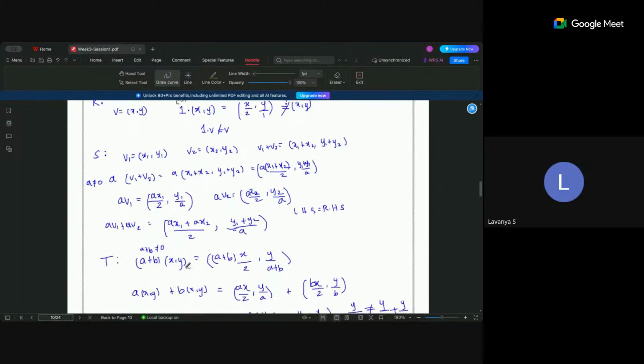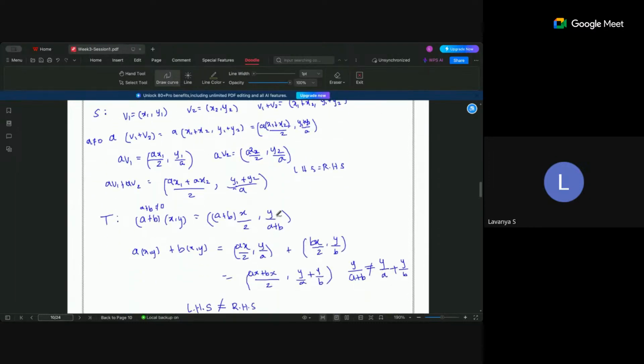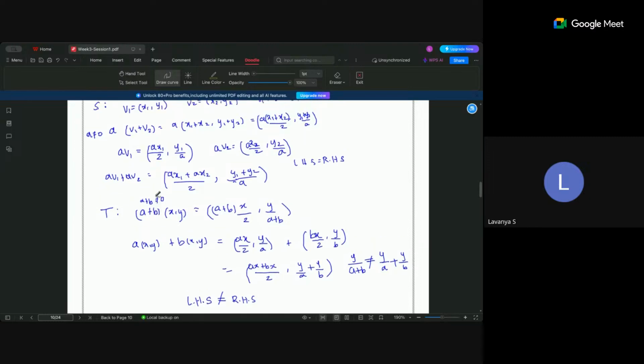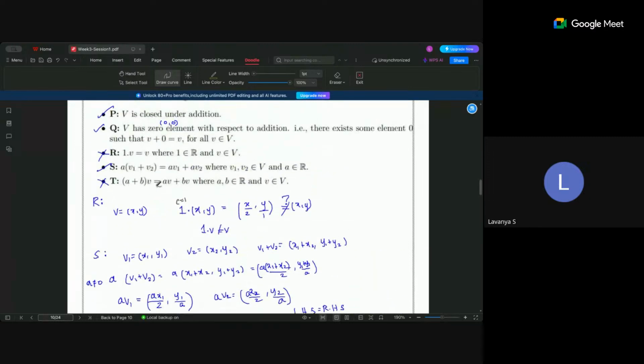But for T, what happens? Your LHS, you have y comma a plus b as your second element because your C is now a plus b. And for the RHS, your second coordinate is y by a plus y by b. And they are not equal. So you see that LHS is not equal to RHS. That is, a plus b times of v is not equal to av plus bv. So this statement is false. All right. Okay. Thank you.